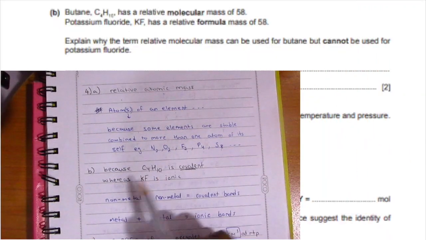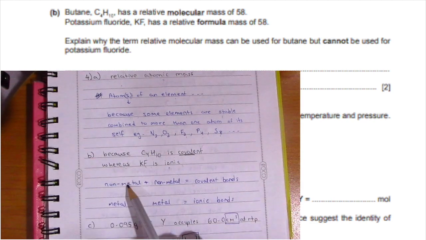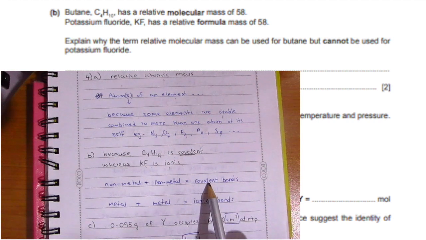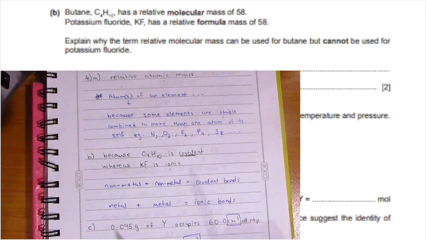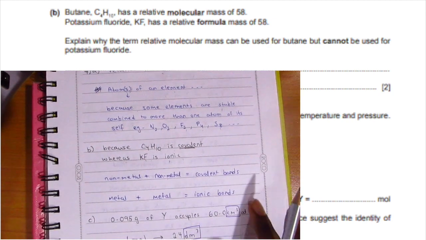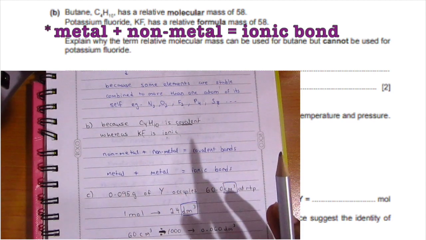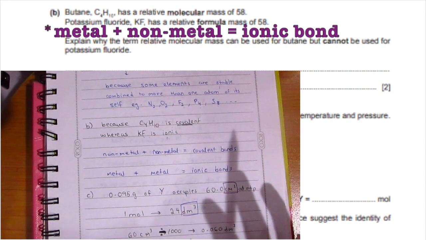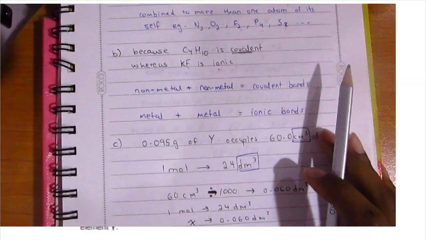Now, explain why the term relative molecular mass can be used for butane but cannot be used for potassium fluoride. That is because butane is covalently bonded and potassium fluoride is ionic. So when nonmetals bond together, that is a covalent bond. They're sharing electrons, but when a metal and a nonmetal bond together, that is an ionic bond because they'll be transferring an electron from one to the other.